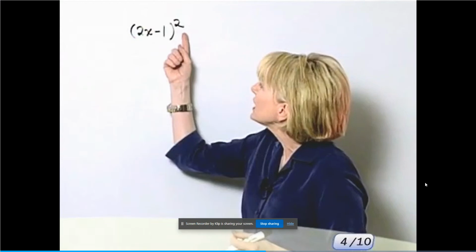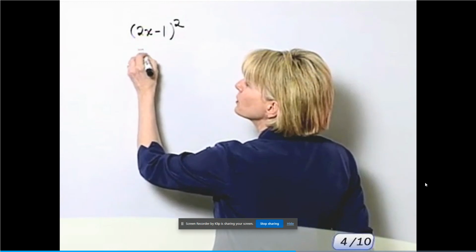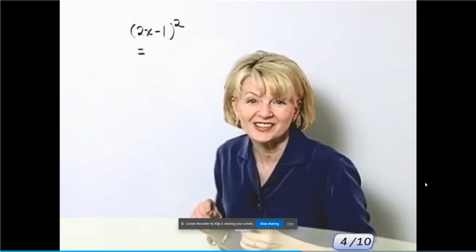Now, by the way, don't forget, if you'd like, you can write down 2 factors of 2x minus 1 and use the FOIL order for multiplying. That always works with multiplying a binomial times a binomial. But we're going to use the special product we just looked at.